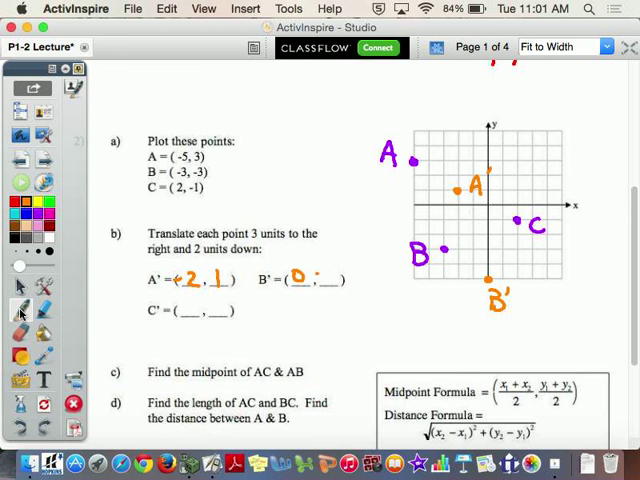Good job. And then C, if I go 3 to the right and 2 down, looks like I'm at 5, negative 3. You could have looked at the coordinates up above and just added 3 to every x value and subtracted 2 off every y value, or you could actually work on the coordinate axes. So there are 2 ways to do it, algebraically and graphically. Questions?